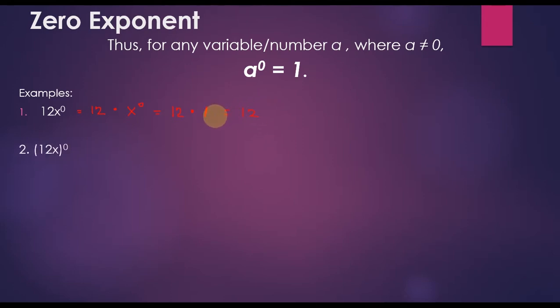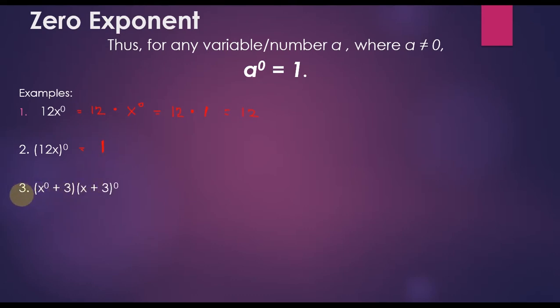Next, look at number 2. Although number 1 and number 2 seem similar, as you can see, the base here is 12x, since you can see a parenthesis on our 12x. So this is equal to 1. So I hope you see the difference between 1 and 2. Next, number 3. So again, number 3 is a combination of 1 and 2.